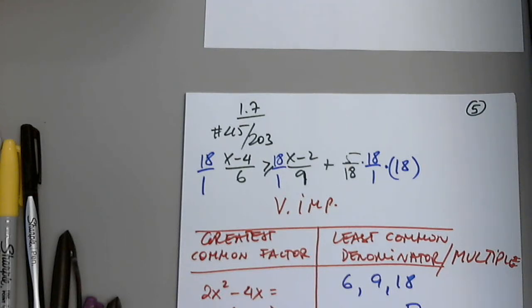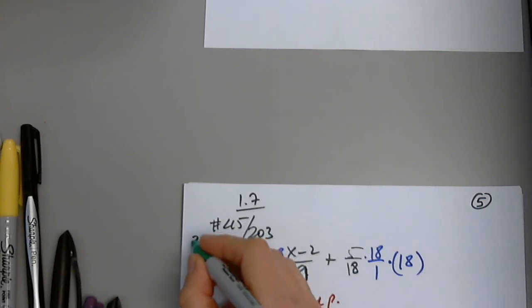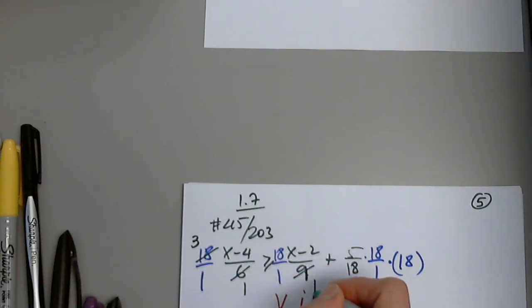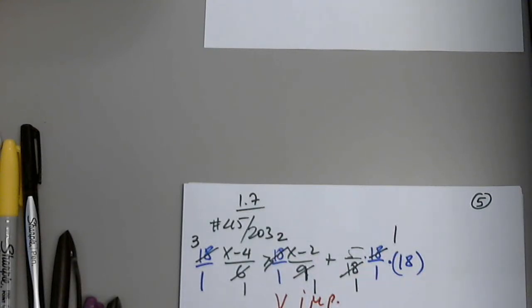So for example, I'm not going to distribute 18 and then at the end try to figure out how to divide by 6. No. I'm going to simplify first and get a 3. And that's what I have to distribute to x minus 4. I'm going to simplify and I get a 2. And that's what I'm going to distribute and these two go away. So always simplify before you multiply. So 6 divided by 6 is 1. 18 divided by 6 is 3. 9 divided by 9 is 1. 18 divided by 9 is 2. And 18 and 18.